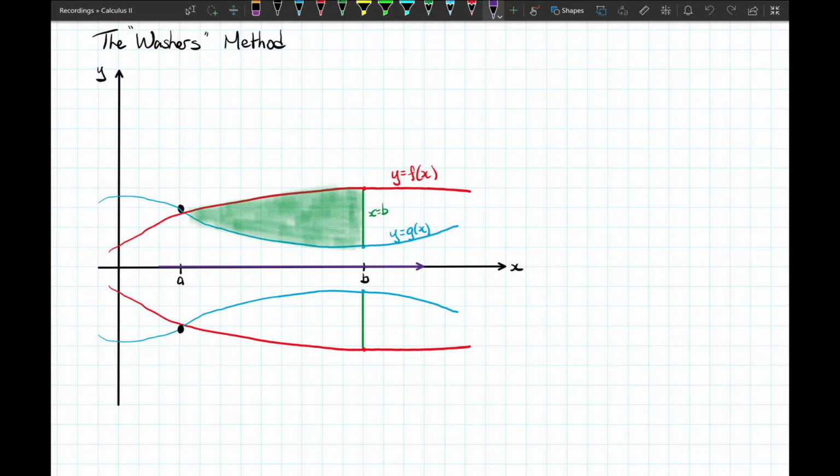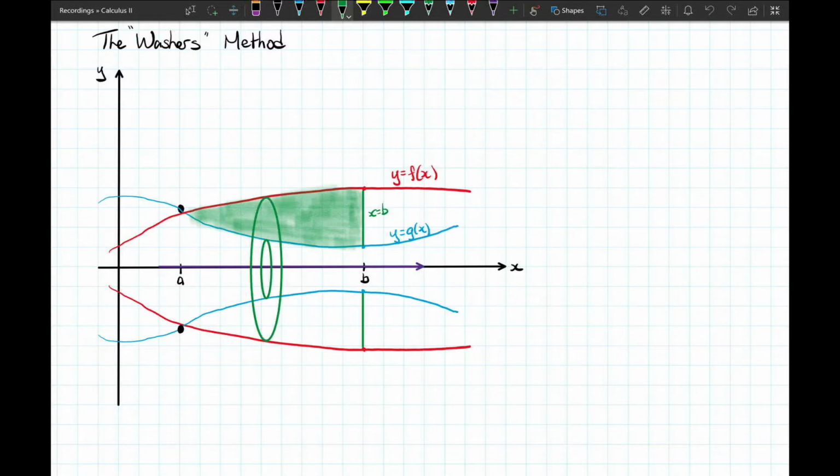At some arbitrary value, xi star, we want to think about a disk at that point in time. Well, now it's a disk with a hole in it, and that's why we're going to call it the washer method. There's going to be a hole with an inner radius. You can see that hole represented by this little circle, and then we're going to have an outer radius forming the outside of this washer.